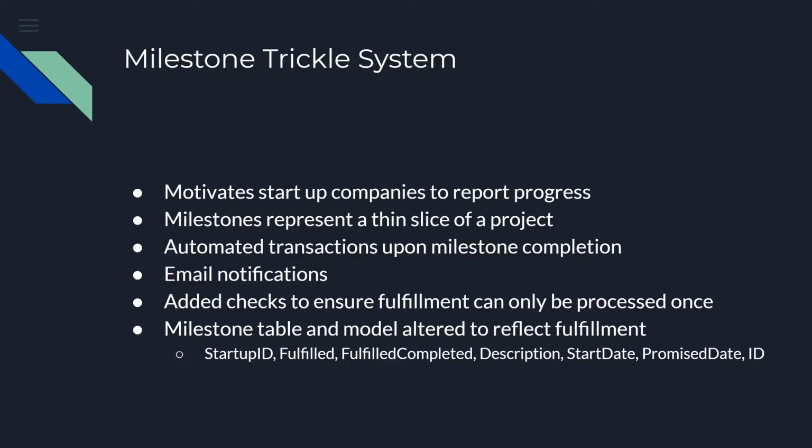We already had an email system in place, which was demoed in the midterm. This system simply sends out an email of completion once a startup company sets their milestone to completed. Likewise, if a milestone misses its promise date, a failure email will be sent notifying backers that the startup company failed to meet this milestone.